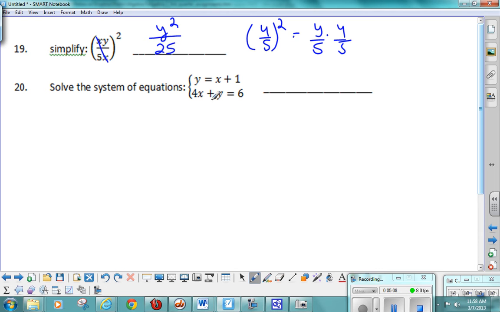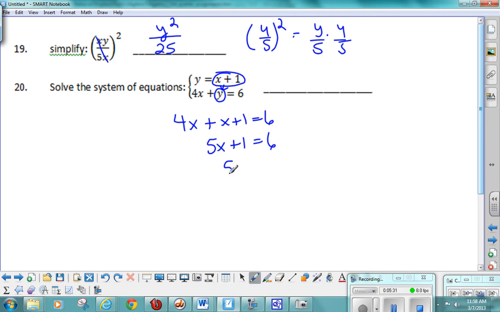For solving the system of equations, I've got a y by itself, so that indicates that's a good choice for substitution. So I'm going to substitute x plus 1 where the y is in the second equation. So when I write my second equation, I have 4x plus, but I'm not going to write y, I'm going to write what it's holding a place for, which is x plus 1. That equals 6. 4x plus 1x is 5x, plus 1 is 6.